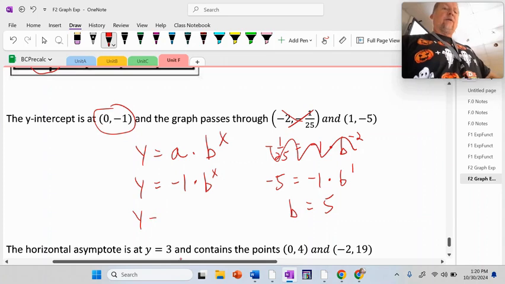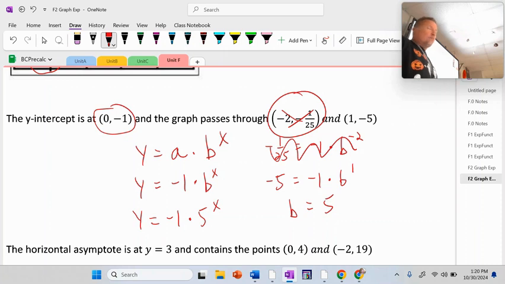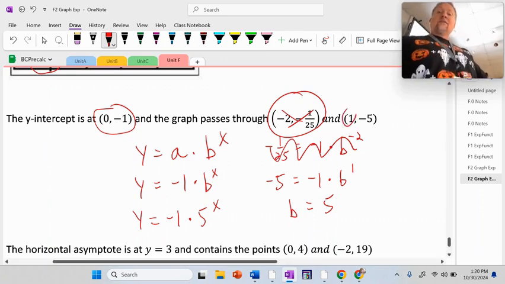One thing I want to check, though, I feel a little suspicious. Was it that easy? Plug this point in and see if you get the output value. So I plug in -2. What's 5 to the -2? 1/25, and then you multiply it by what? -1. So I wish that was not a 1. That made that question a lot easier.